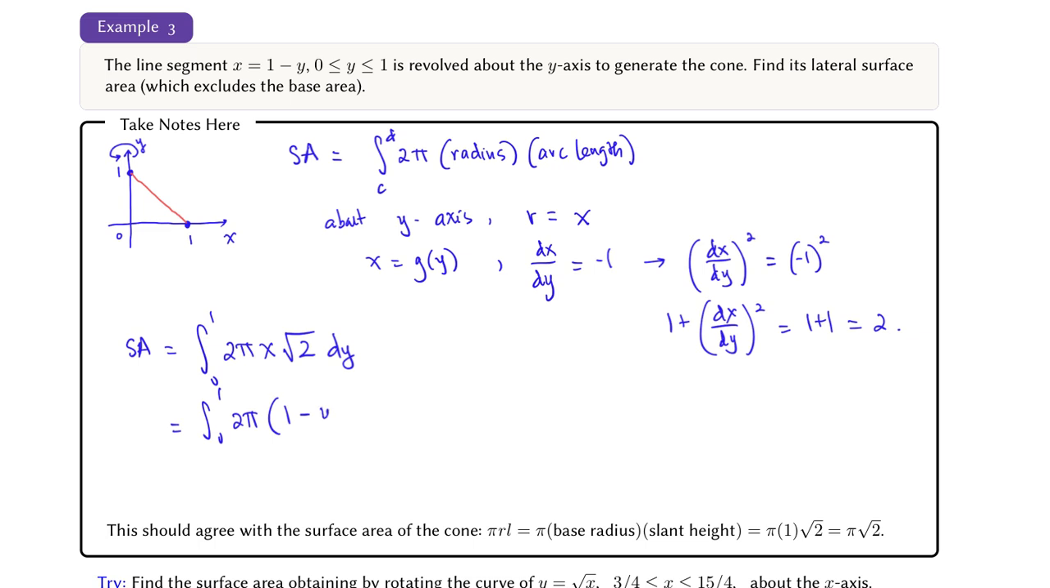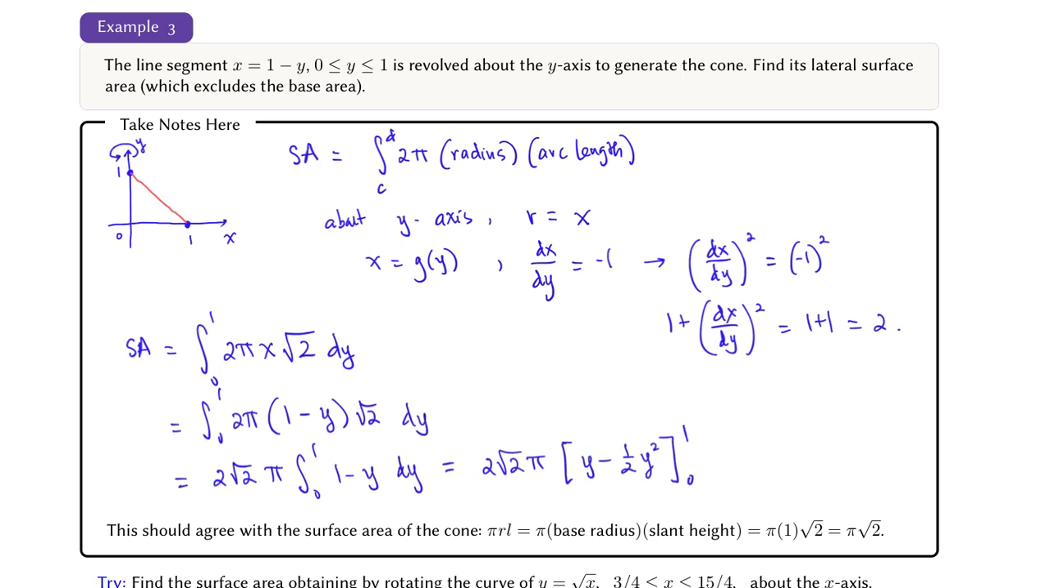This is 2 pi times, in terms of y, x is 1 minus y. Simplifying this, we have 2 root 2 pi times the integral from 0 to 1 of 1 minus y dy, which is 2 root 2 pi times the antiderivative of 1 minus y, which is y minus 1/2 y squared. Evaluate the antiderivative at y equals 0 and y equals 1. We obtain 2 root 2 pi times (1 minus 1/2 minus 0), which is 2 root 2 pi times 1/2, or root 2 times pi.